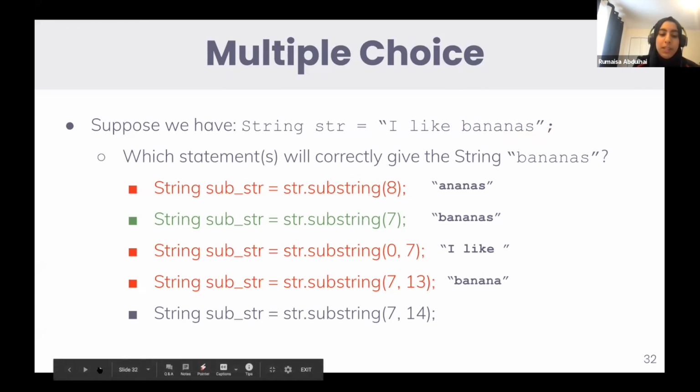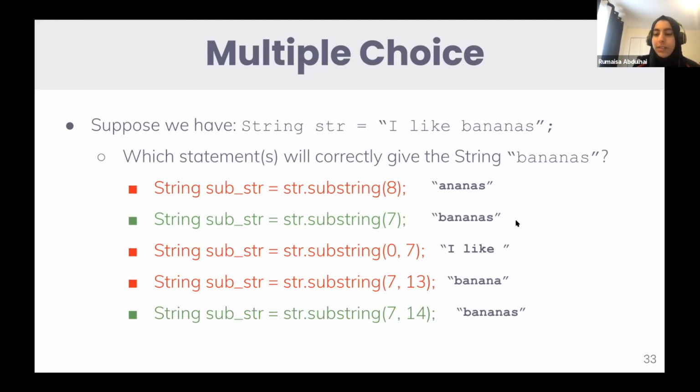So what about the last one? The last one is correct. Yes, the last one will output "I like bananas," Becker. So that's right.